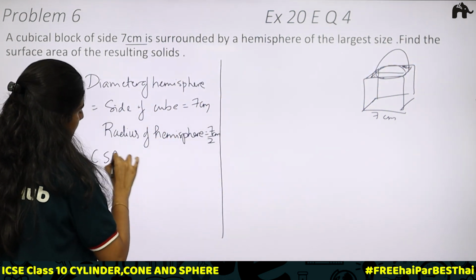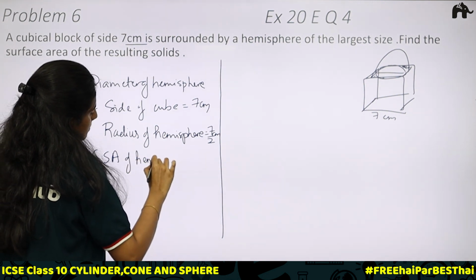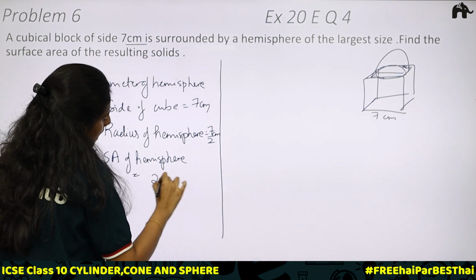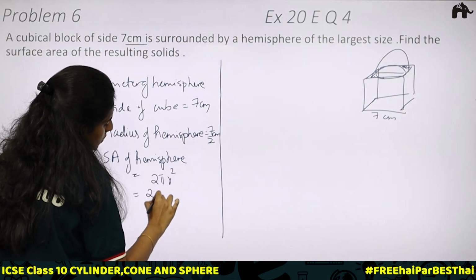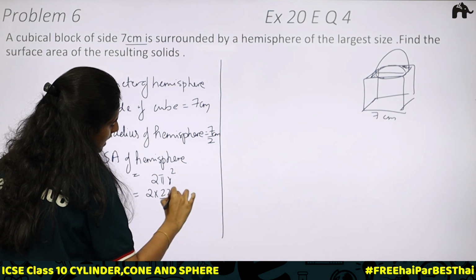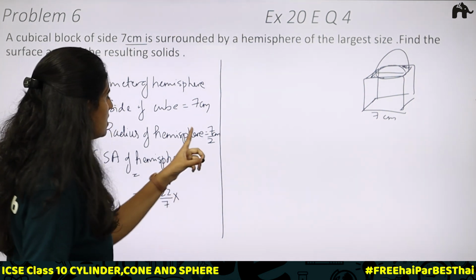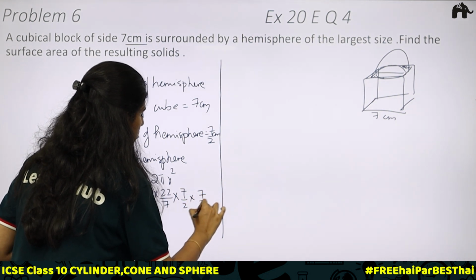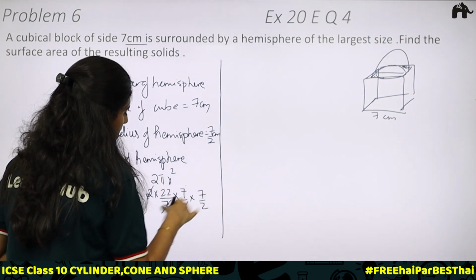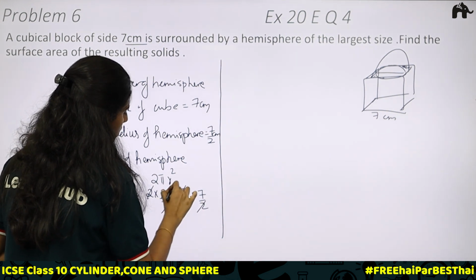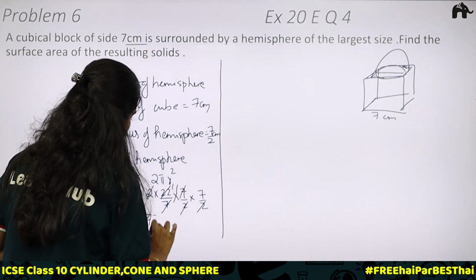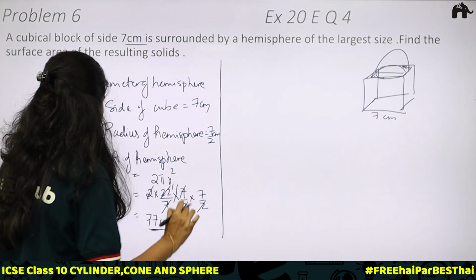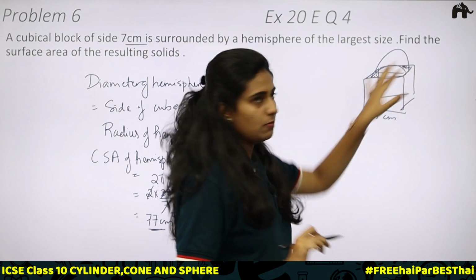Okay, so let's first find the curved surface area of hemisphere. Curved surface area of hemisphere is equal to 2 pi r square, which is 2 into 22 divided by 7 into r square. Here radius is 7 by 2. 7 by 2 into 7 by 2. Cancelling 2 and 2, 7, 7. 2 and 22, we get 11, which is 77 centimeter square. Okay, 77 centimeter square is the curved surface area of hemisphere.